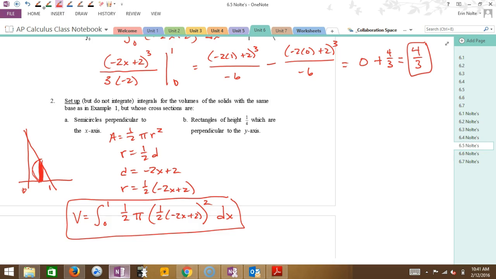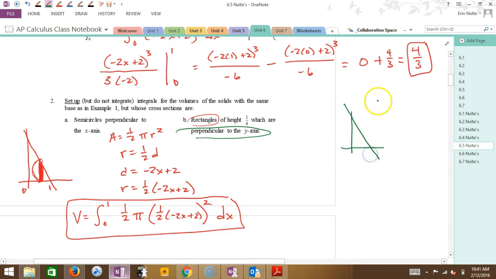Okay, let's do B. So this time, for B, we're talking about rectangles with a height of 1/4. Ooh, I like that. Ooh, perpendicular to the y-axis. Very important information right there. Let's draw a picture. I'm a visual learner. So this time we're drawing rectangles with a slice this way.